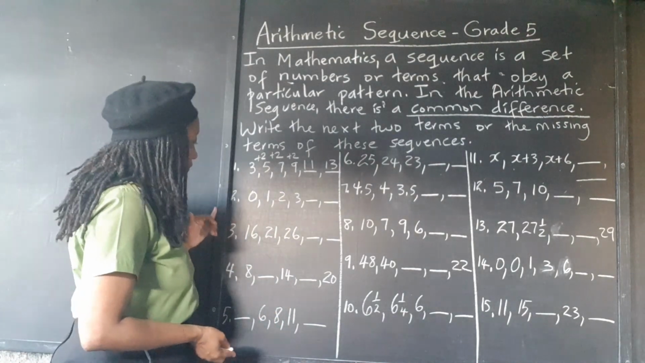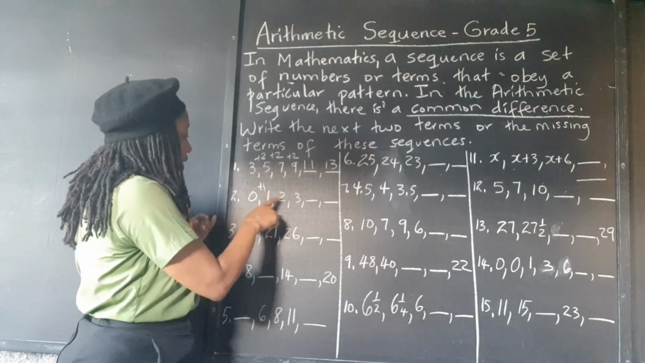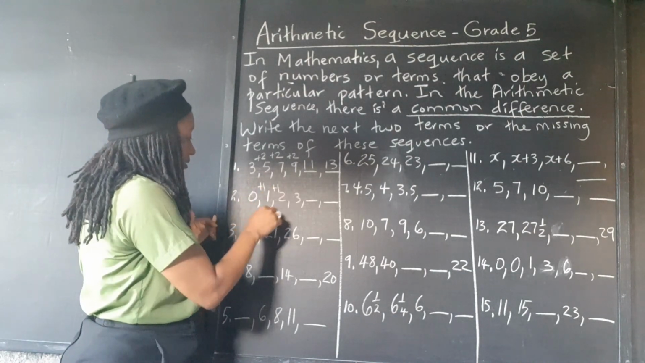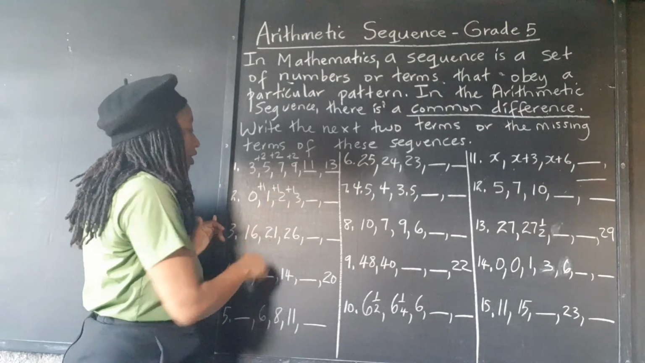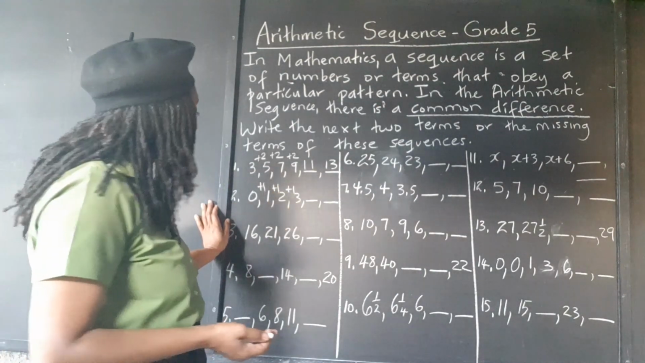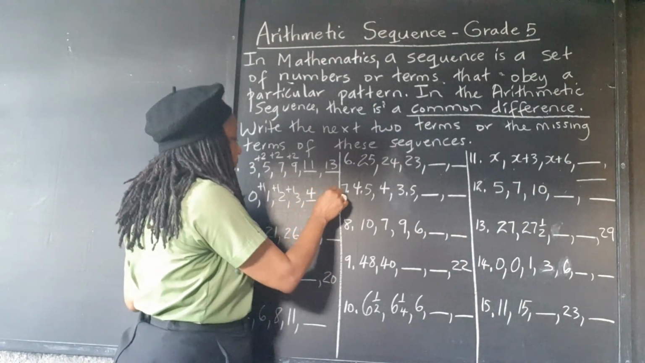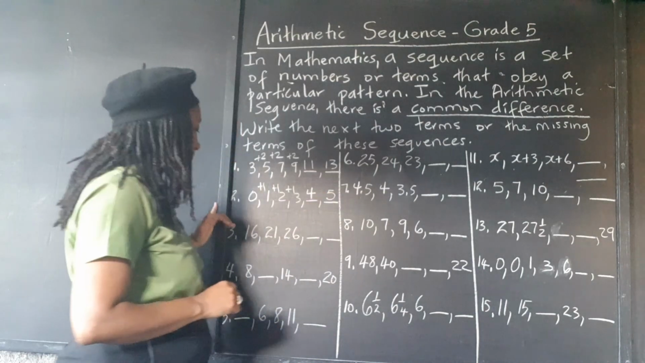How about number 2? So from 0 to 1, we add 1. 1 to 2, we also add 1. 2 to 3, we also. So the pattern is we keep adding 1. The common difference is 1. So 3 plus 1 would be 4. 4 plus 1 would be 5.